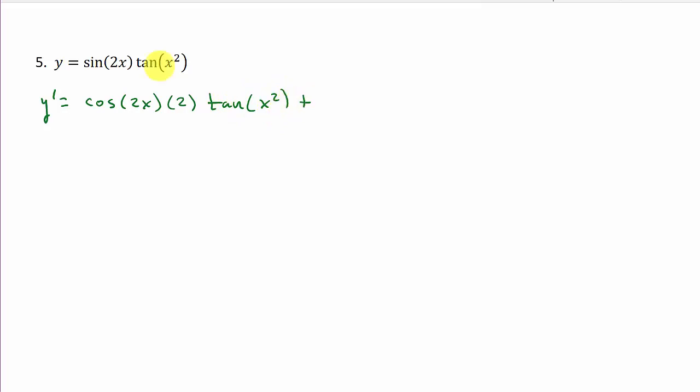plus the derivative of the second function. Remember, the derivative of tangent is secant squared x squared, times the derivative of what you're taking the tangent of, so times 2x. So this is the derivative of the second function, and then times the first function.